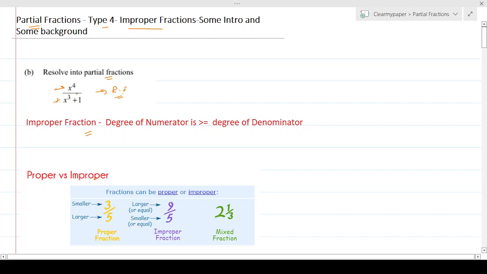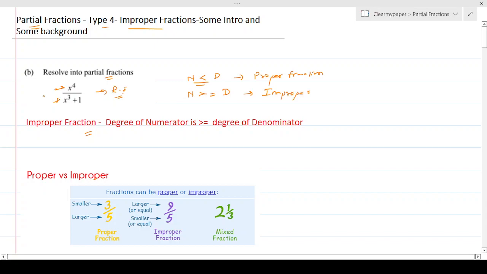Whenever you have this kind of expression, in the first three types we had proper fractions, where the degree of the numerator was always less than the degree of the denominator, and hence they were called proper fractions. And what are improper fractions? It's the exact opposite. Whenever the degree of the numerator is greater than or equal to the degree of the denominator, we get something called an improper fraction, and that's the simple definition.